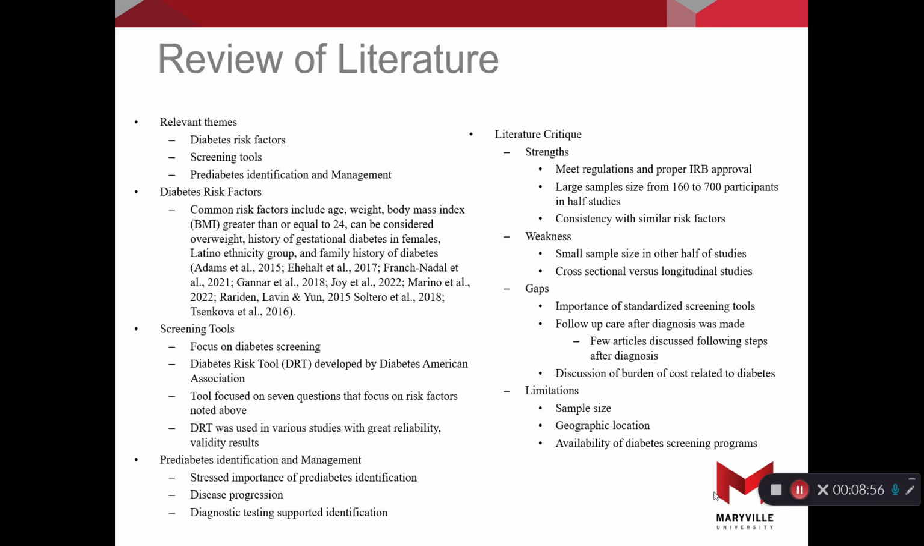And then briefly talk about the literature critique. Some strengths were that they all met regulations and proper IRB approval. There were large sample sizes, about half of the studies from 160 to 700, which was very, very good to support the reliability and validity of these studies and consistency with similar risk factors that we discussed. On the other hand, with the weaknesses, the other half did have small sample sizes, about less than 100. So again, that could become a factor when we talk about the reliability of these studies.